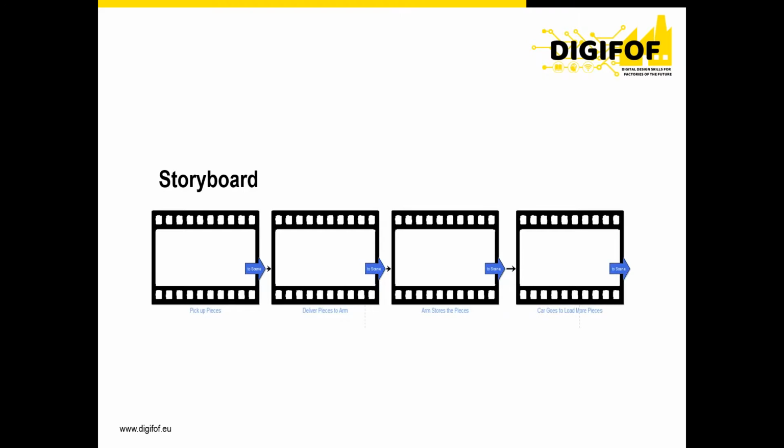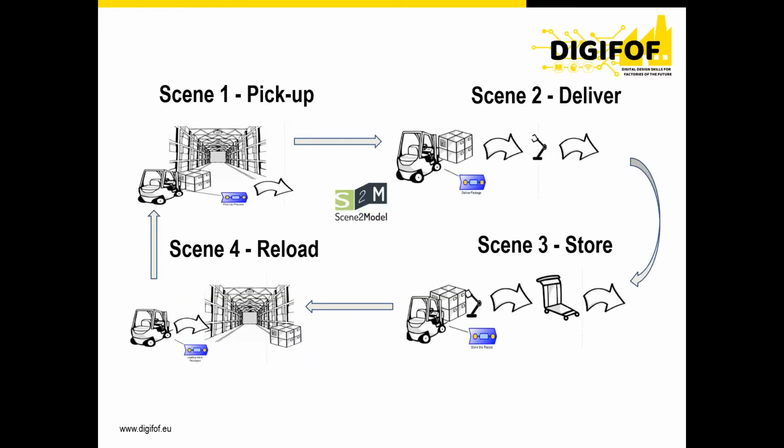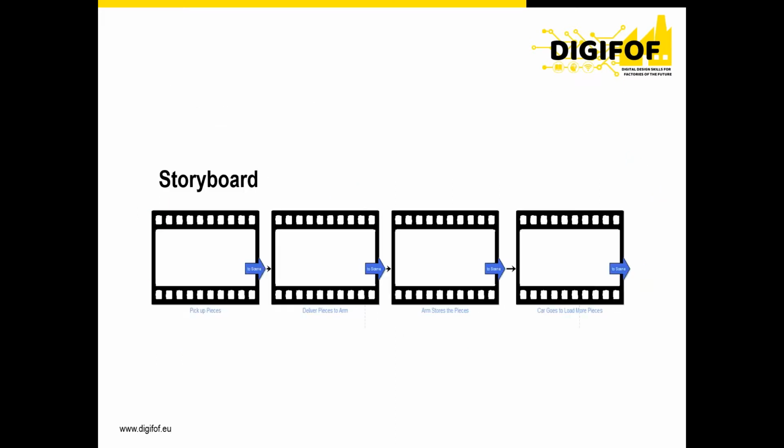By creating the scenes in Scene2Model, we have them there, but we don't have a specific order, and we don't have a good idea of how the actions will take place. So we can use a storyboard object where we can put the scenes one by one and have a better image of how the process is going to take place. This is for my example.